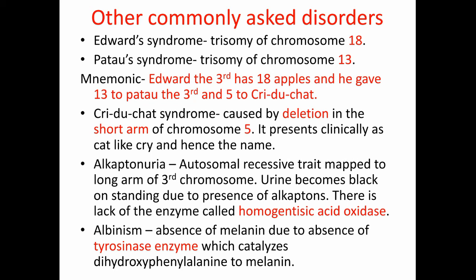Next coming to albinism. In albinism also, the enzyme is very important, that is the tyrosinase enzyme. Commonly they ask that it is due to the absence of which enzyme that albinism is caused. So it is the tyrosinase enzyme which catalyzes dihydroxyphenylalanine to melanin. So this is what you need to remember.